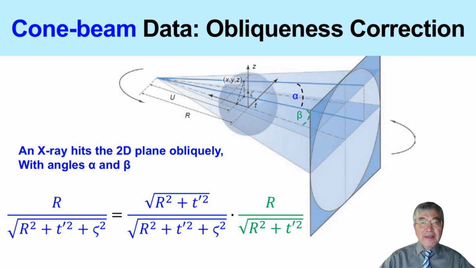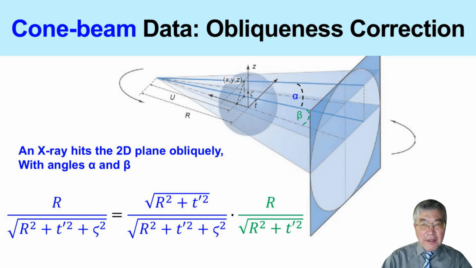The new weighting factor in the cone beam formula is not difficult to understand. In fan beam geometry, we already had an obliqueness correction. The X-ray ray hits the detector line at an angle, and we corrected that using a cosine factor. Now, in cone beam geometry, the ray can be oblique in two directions. It can be oblique horizontally, and it can also be oblique vertically. So instead of one angular correction, we need two angular corrections.